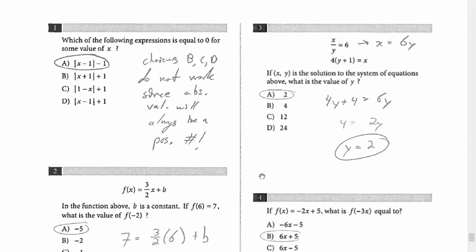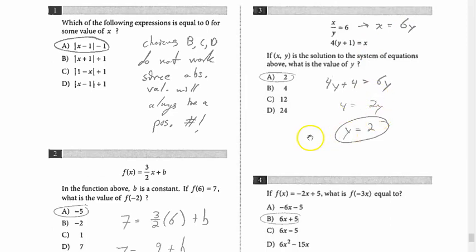Question 3, we know that x, y is a solution to the system of equations above, and we're trying to figure out what y is. Well, first thing I did was I got x in the first equation by itself, so I multiplied y on both sides. Then, from distributing my 4, I got 4y plus 4 is equal to. I went ahead and substituted my 6y here and solved for y.